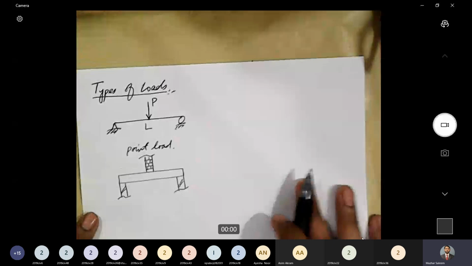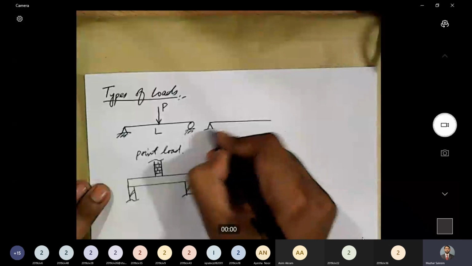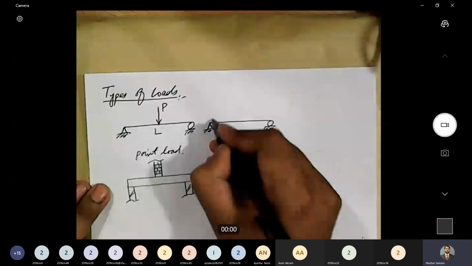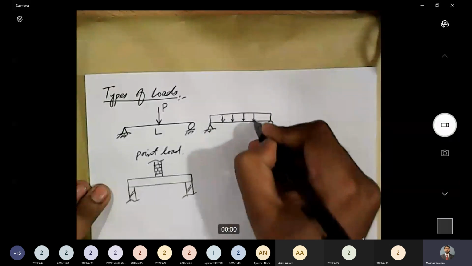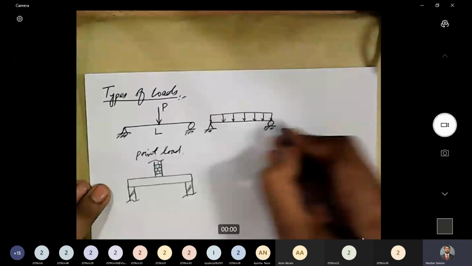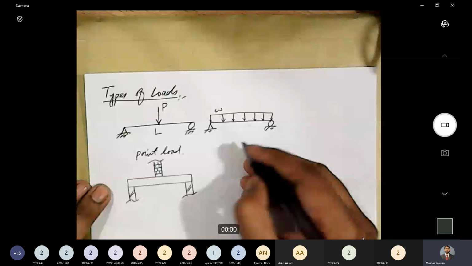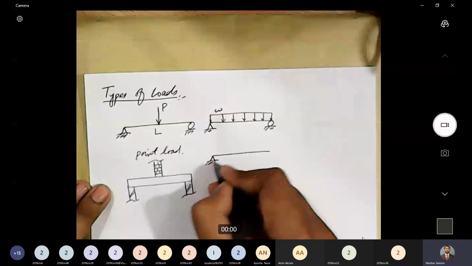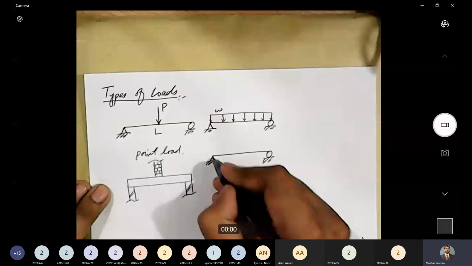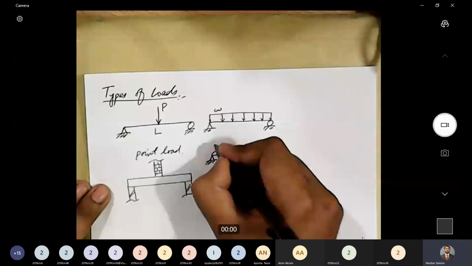After the point load, the next type is a uniformly distributed load. So if I have a simply supported beam and the load is distributed all along the length or all over the area, we call that load a uniformly distributed load. And the intensity of a uniformly distributed load is omega. There are two ways to show a uniformly distributed load, especially when we are doing manual calculations. We do not bother to make these rectangles, we just show it like this. That's a quick way to show a uniformly distributed load.